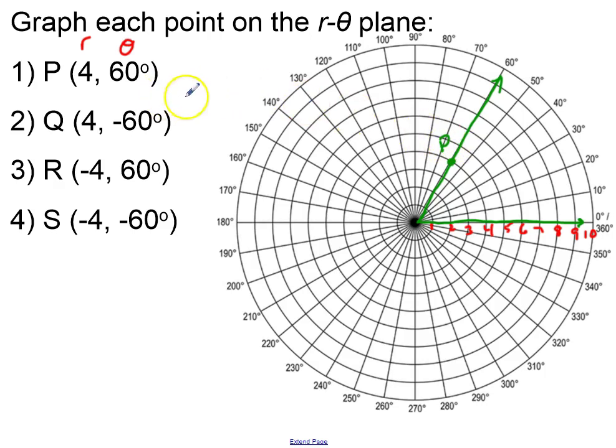All right, so we just plotted our first point on a polar coordinate plane. So this time we're going to plot it, but we're going to go negative 60 degrees. All right, so let's go down this way, negative 60 degrees, of course, takes us to the angle 300. And again, we have a radius of 4. So I'll label that point Q.